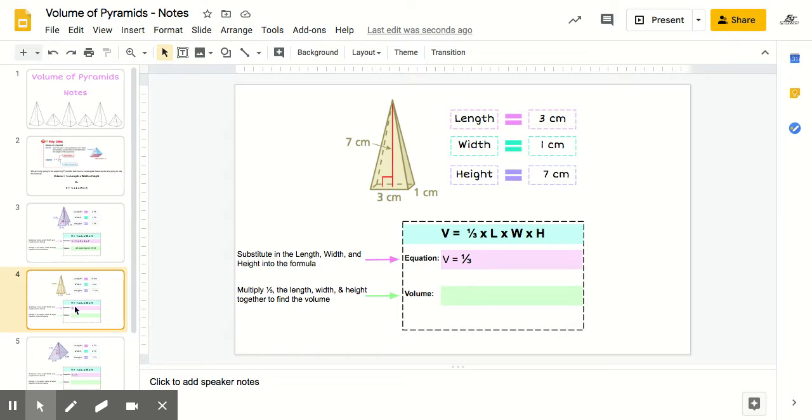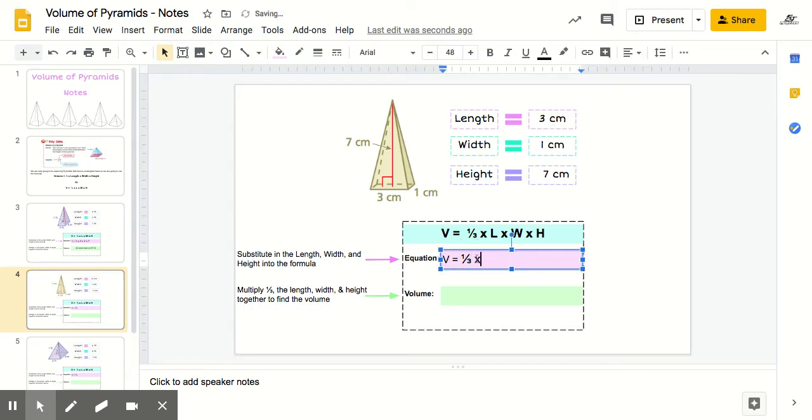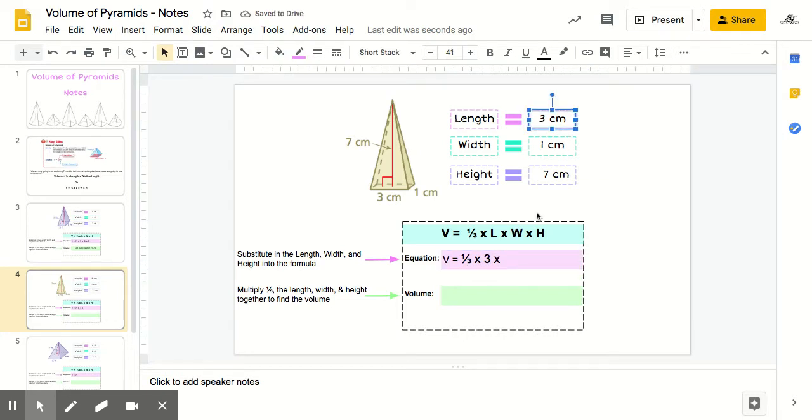I'm going to plug in, I have to identify first my length, my width, my height, which I did for you. So I simply need to take those 3 measurements and plug them into my formula. Again, I already typed in that 1/3 for you. Now I have to plug in my length. My length is equal to 3 centimeters. I don't have to plug in those units of measurement. It just takes up more room.